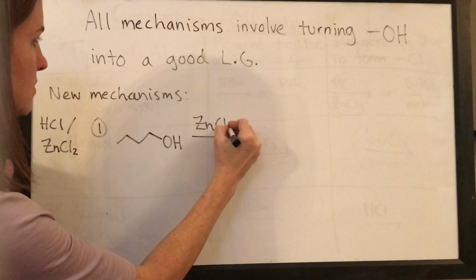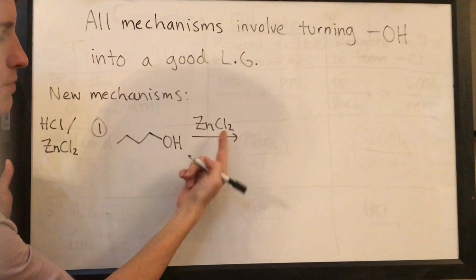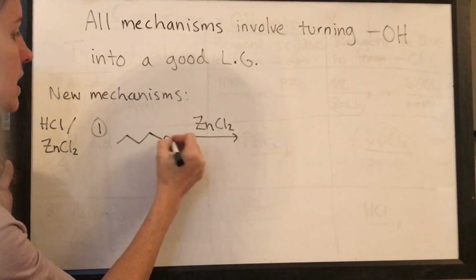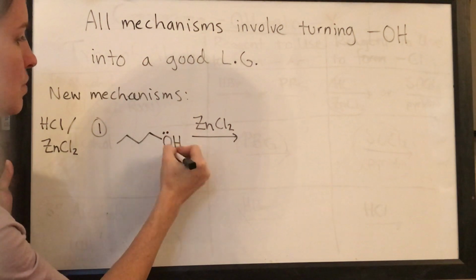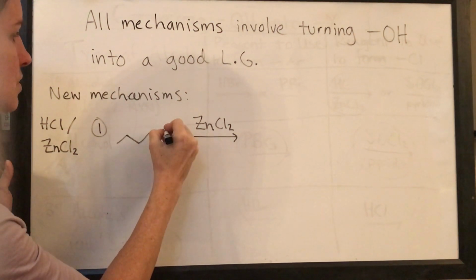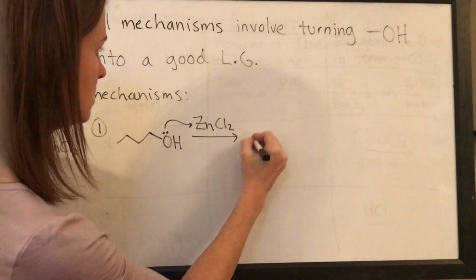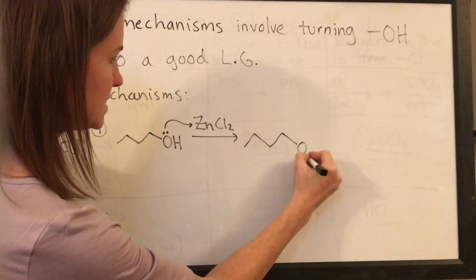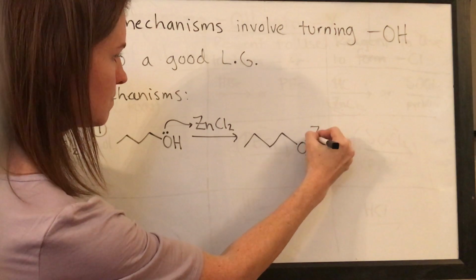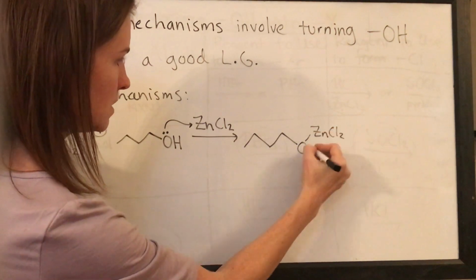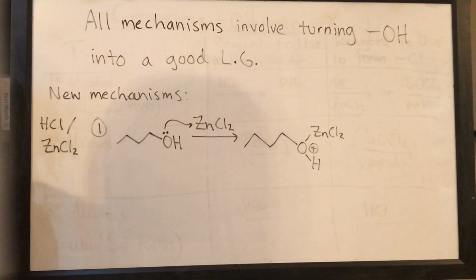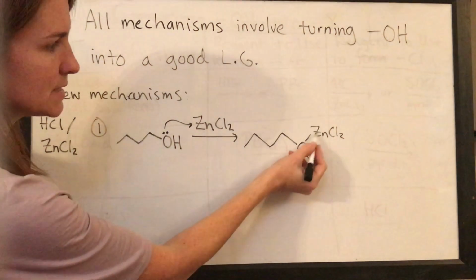ZnCl2. So this is called a Lewis acid. It works the same way as other acids, basically. So instead of the OH getting protonated by the acidic proton in solution, it actually gets protonated by the Lewis acid. And we form this species here. So it acts the same way as if this had been a water molecule.